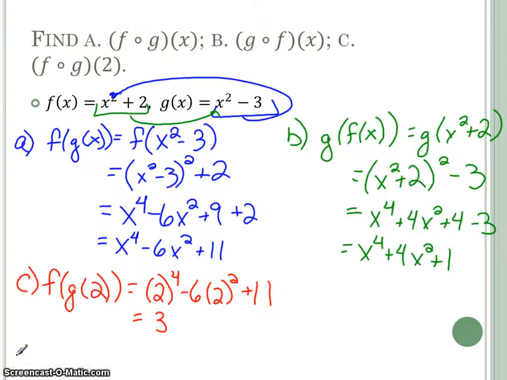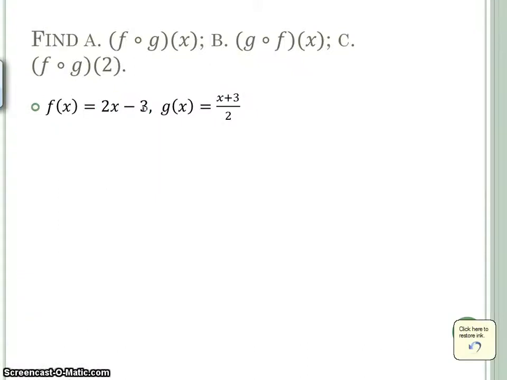All right, so now we're going to look at everybody's favorite. What do we love? Fractions. All right, so if you see fractions, fret not. They're not the root of all evil like you guys seem to think. We've got f of x equals 2x minus 3 and g of x equals x plus 3 over 2. So same deal. We want f of g of x, g of f of x, and f of g of 2.